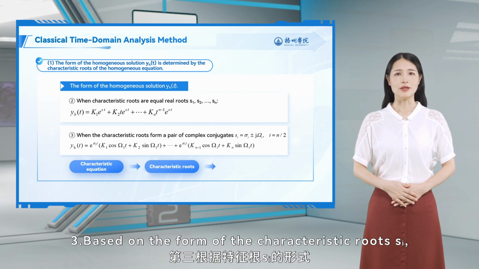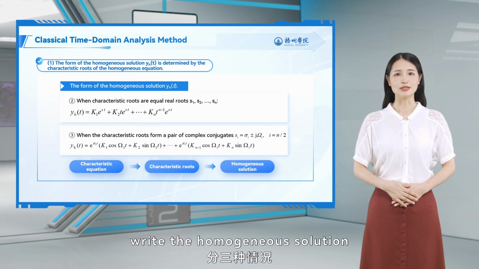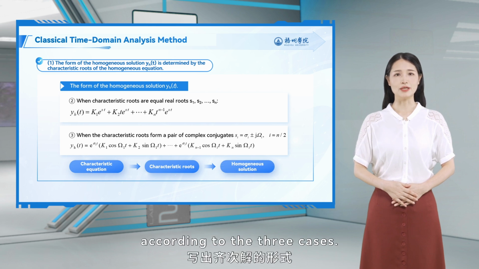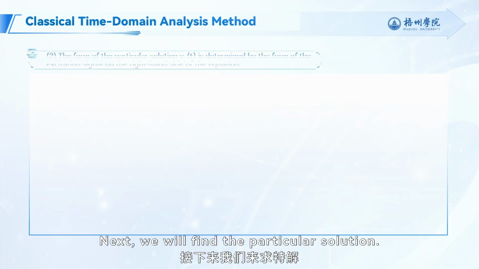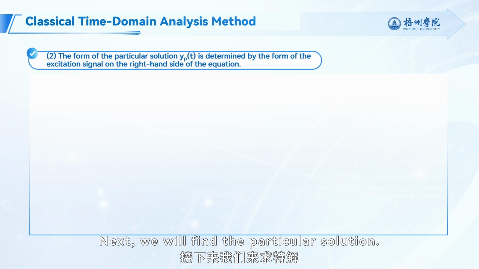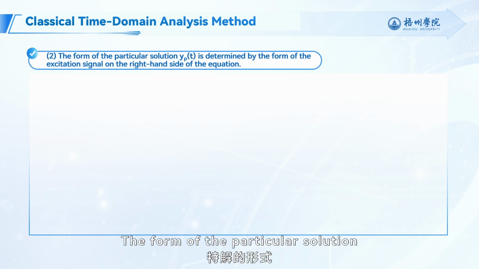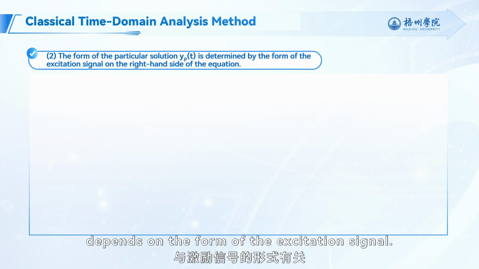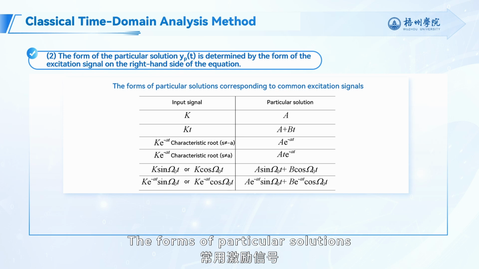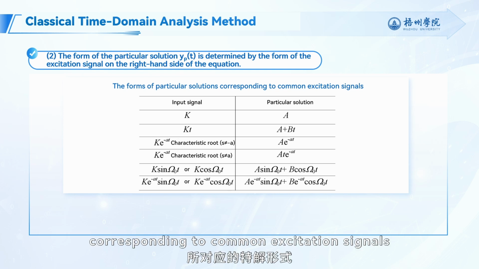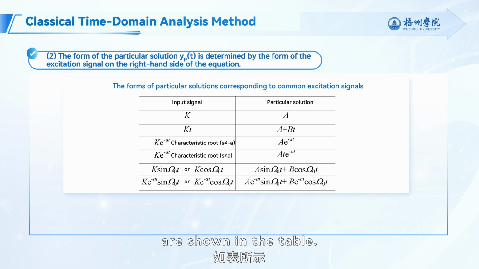3. Based on the form of the characteristic roots si, write the homogeneous solution according to the three cases. Next, we will find the particular solution. The form of the particular solution depends on the form of the excitation signal. The forms of particular solutions corresponding to common excitation signals are shown in the table.